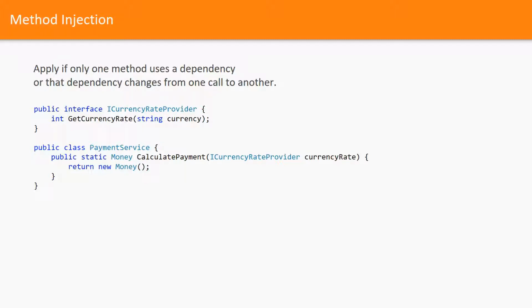However, think twice before implementing method injection. If you want to pass a dependency directly to a method just because only that method among 20 other methods uses that dependency, then this is a smell of an SRP, or single responsibility principle, violation. Maybe a separate responsibility is hiding inside of that class.